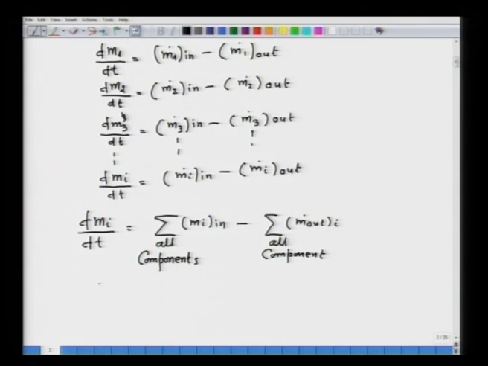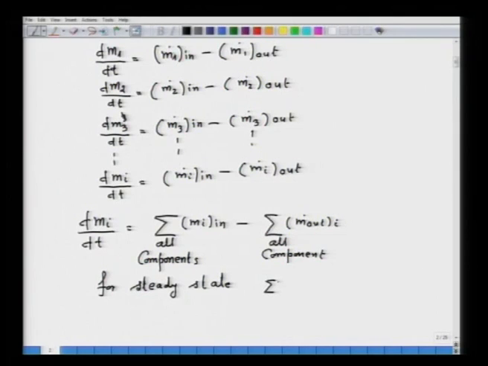Now, for a steady state, as the name suggests, there is no accumulation of mass within the system. Therefore, sigma m dot i in will be equal to sigma m dot i out. That is the basis when the system is in steady state.